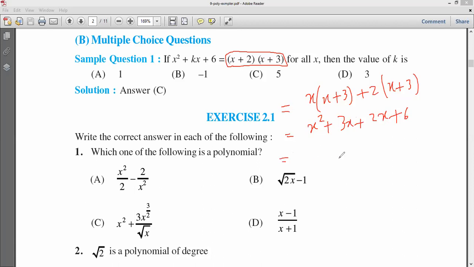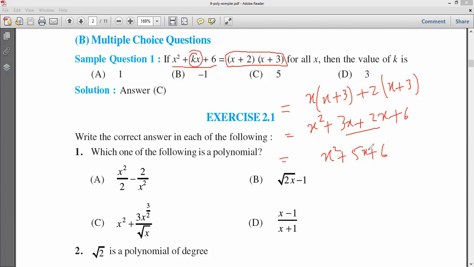So here, how many terms are there? There are 4 terms, but we can combine the like terms. Which are the like terms? 3x and 2x, so it becomes x square plus 5x plus 6. Now compare this with the given question: x square plus kx plus 6 equals this. So k is the coefficient of x, which is 5.